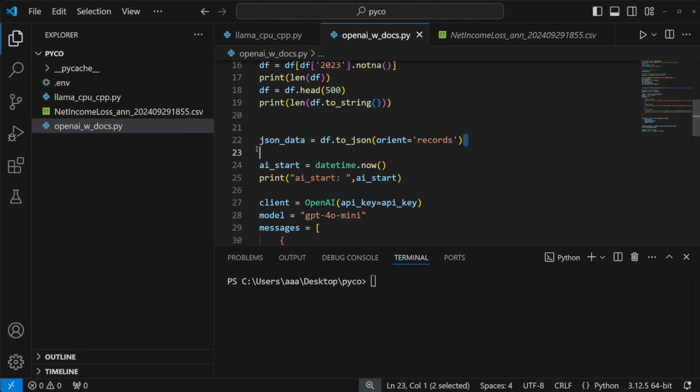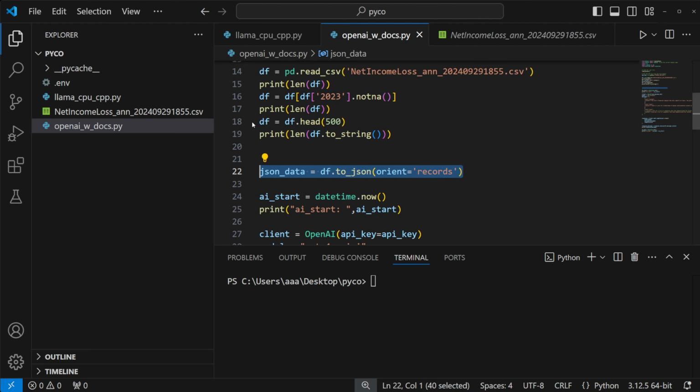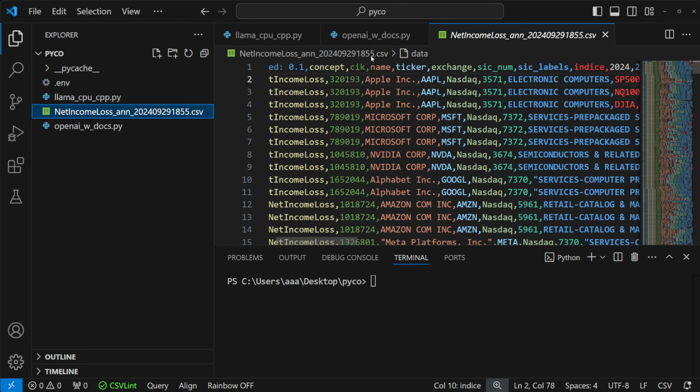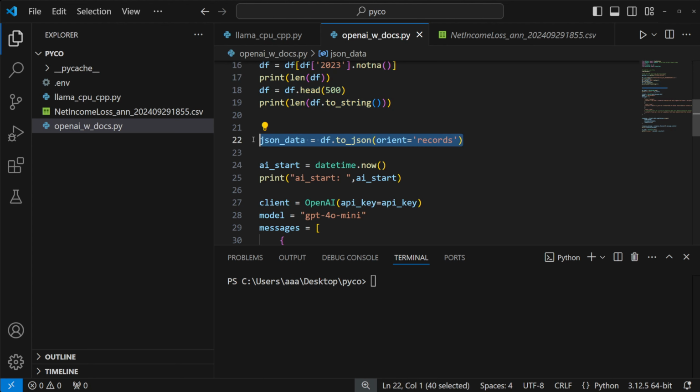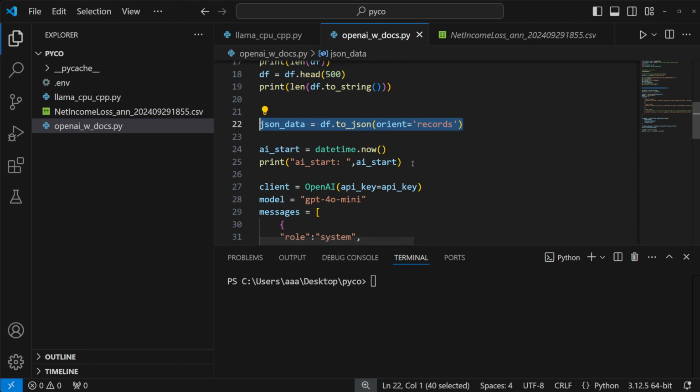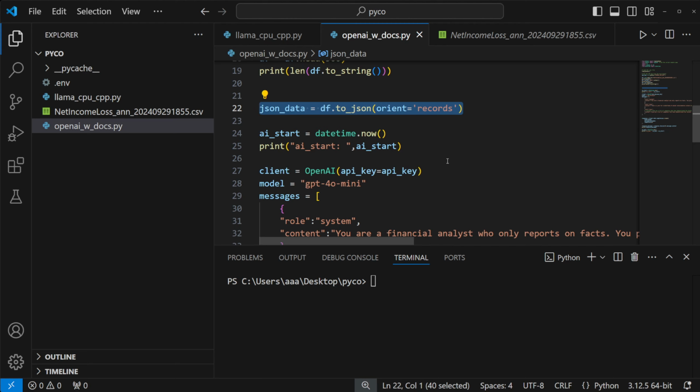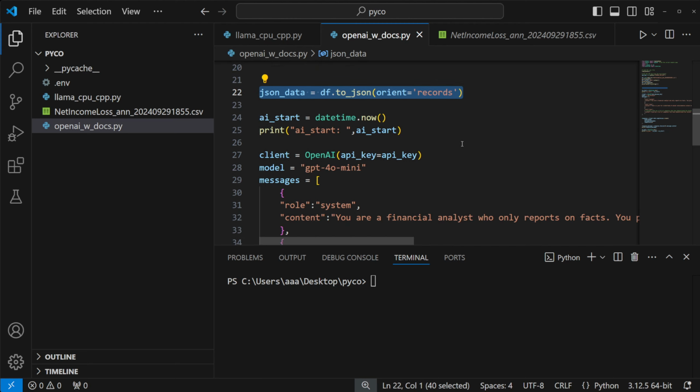Anyways, I've turned the CSV into JSON data. It originally actually was CSV. I turned it into a data frame, and then now I'm turning it into JSON data. Apparently, most sources on the internet seem to say that it's better to feed the OpenAI API CSV or JSON data, so I'm going with JSON data. Here's my timer.